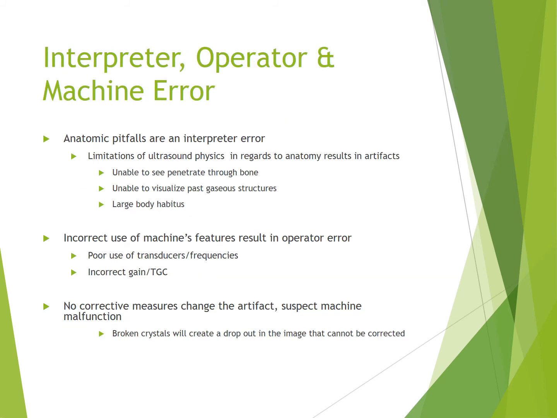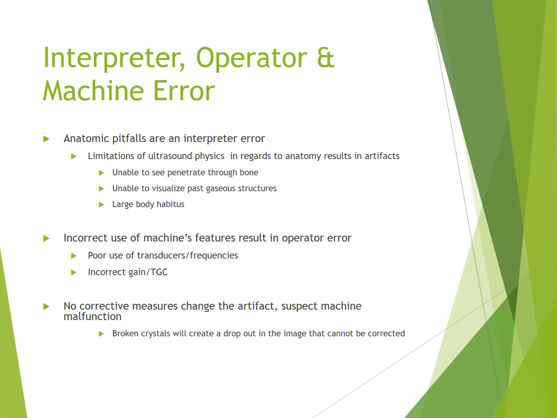So we're going to get back to those 7 basic assumptions as we move through each of the video lectures for this class. We are going to touch real quick on interpreter, operator, and machine error though, as these also do cause some artifacts to appear in our images. So interpreter error would be any sort of anatomic pitfalls. The machine just can't handle what's going on with the anatomy, therefore we're not getting a true image displayed, therefore we are technically getting an artifact. So there are just limitations of ultrasound physics in regards to anatomy.